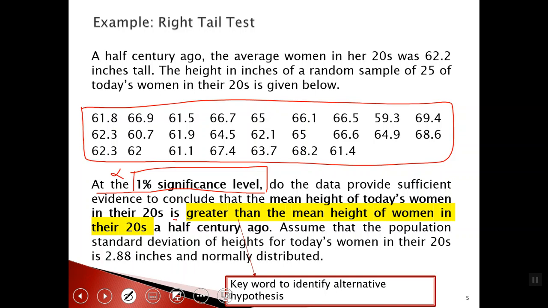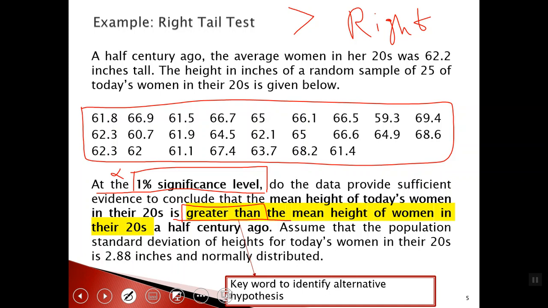See, they need to find something greater than. So this is going to be your keyword. Using this, you should be able to figure out which tail test you need to use. Since this is greater than, if you remember, I mentioned how we select the tail using the keyword. If it is greater than the mean, I'll write it on the top: greater than mean, you have to use what? Right tail.